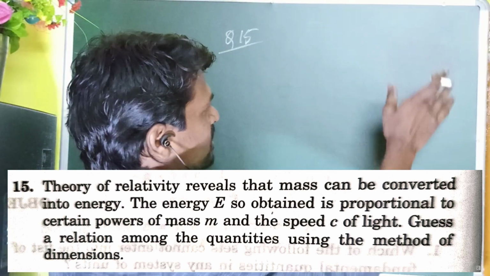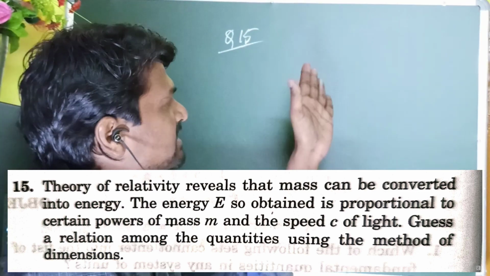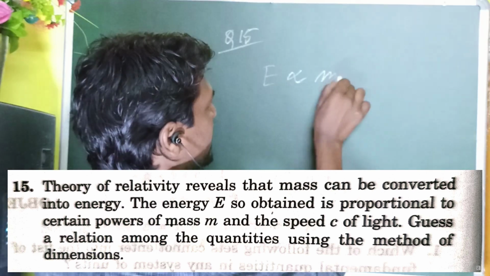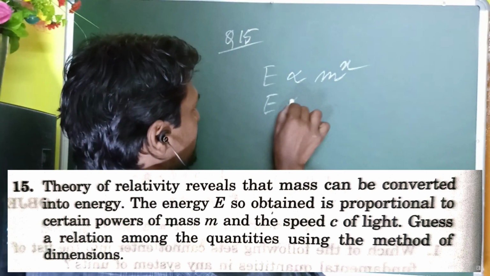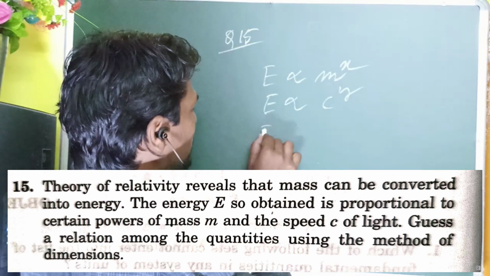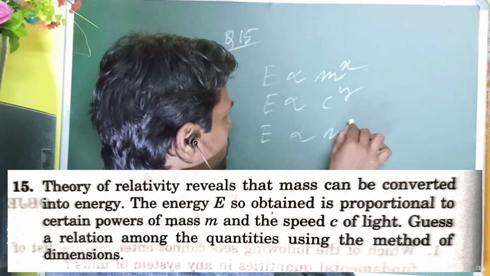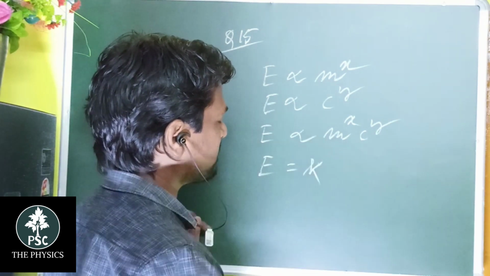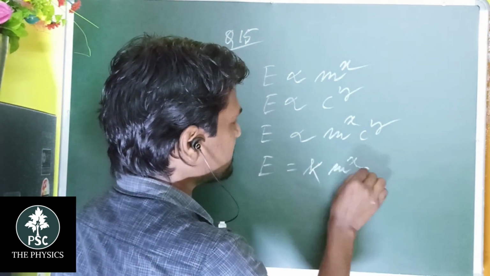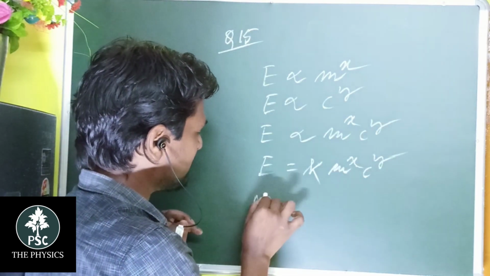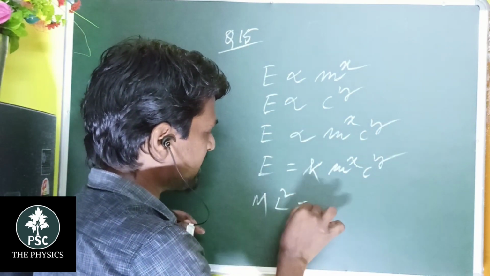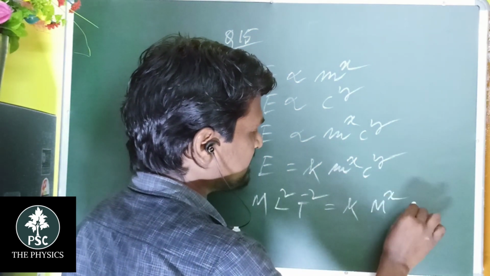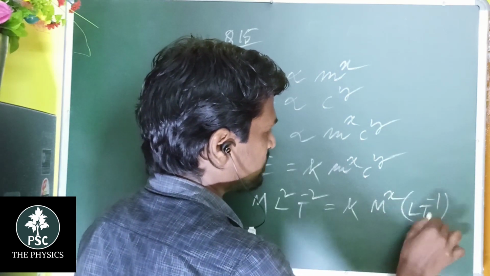We don't know at that moment that E equal to mc square, we have to derive it. So we can write E is proportional to m to the power of x, and E is proportional to c to the power of y. So E is proportional to m to the power of x and c to the power of y, or we can take an equation with proportionality constant k: E equal to k m to the power of x c to the power of y. So the dimension of energy is M L square T minus 2, and a proportionality constant, then mass to the power of x, and c means velocity, that is L T minus 1, to the power of y.